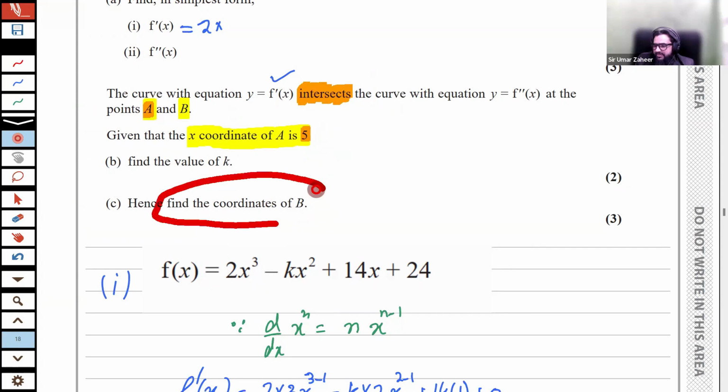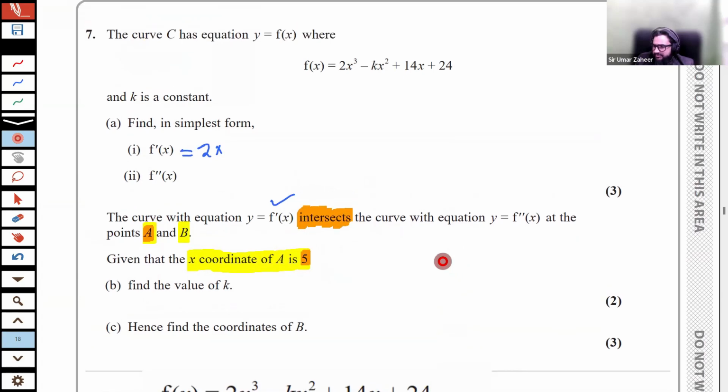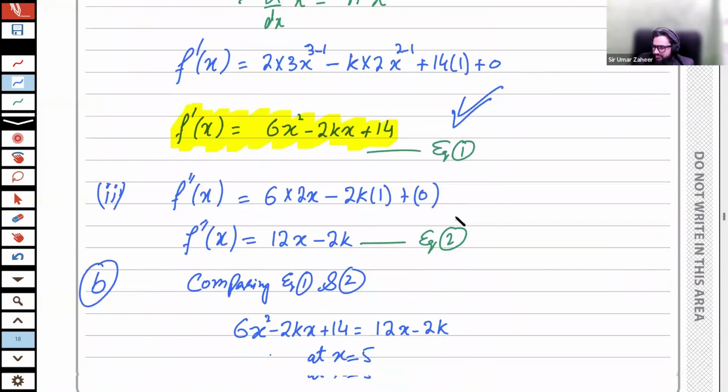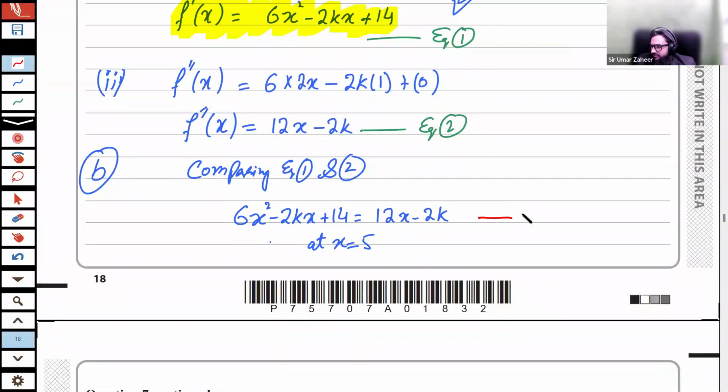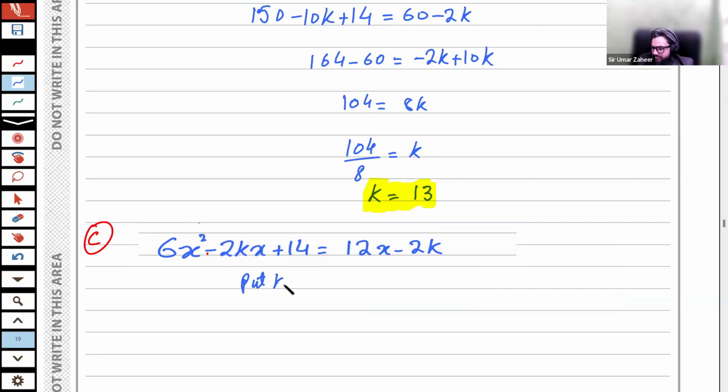Now he says that you have to find the coordinate of b. All right, we need to find the coordinate of b. We substitute the value of k, that will be better, so my equation will be more solvable. I'm just going to give the name, it is equation 3. Now we will get the value of k. K is equal to 13.